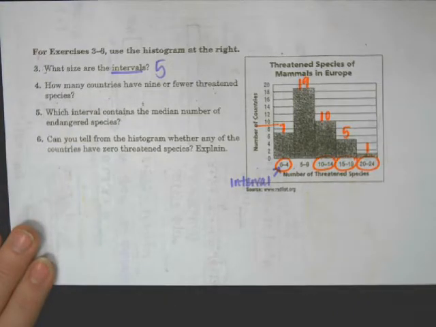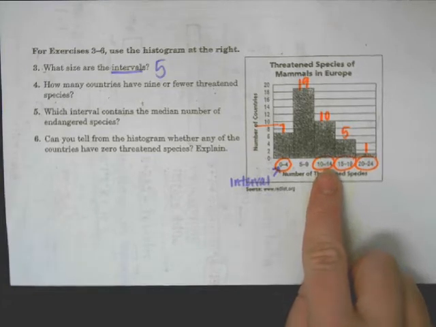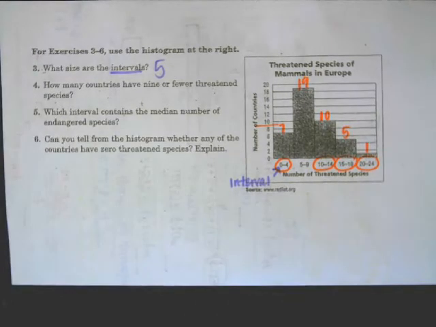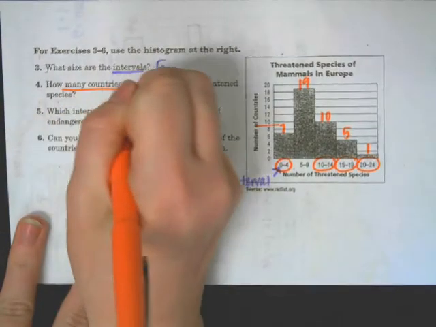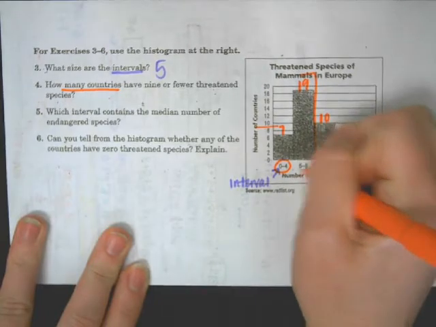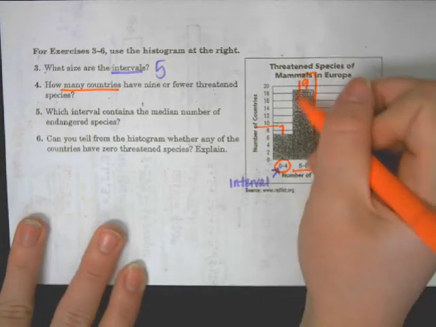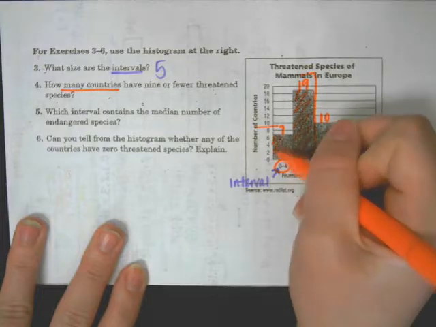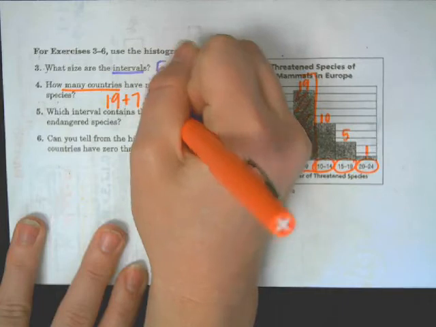I made a mistake. I should not have circled 10 through 14. We have to make sure that we're looking at the correct part. This question says how many countries. I want to look at this part. 9 or fewer, there's 19 here and 7 here. So we're going to do 19 plus 7, and that gives me a total of 26.